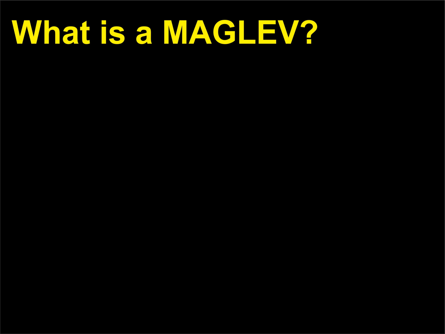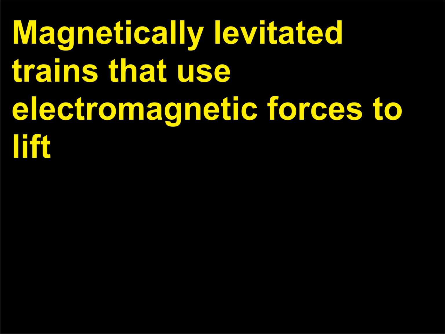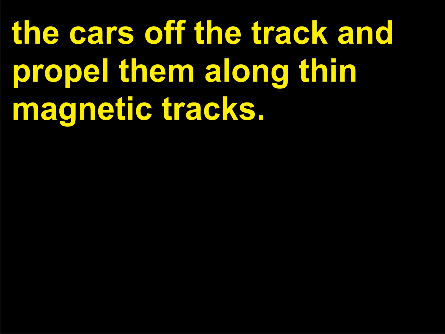What is a maglev? Magnetically levitated trains that use electromagnetic forces to lift the cars off the track and propel them along thin magnetic tracks.